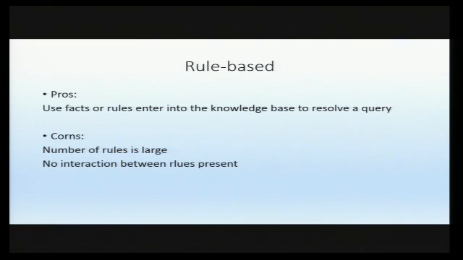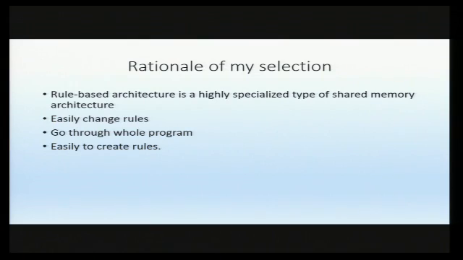And the rule-based, the disadvantage of this is if the number of rules is large, it may misunderstand it, and no interaction between the rules is present. And for my system, I think the rule-based architecture is more suitable because it's easy to change the rules. And for the pipeline filters, if you want to change the rules, you have to change a lot of parts of the program. And for the rule base, you just change the rules, then it's done.